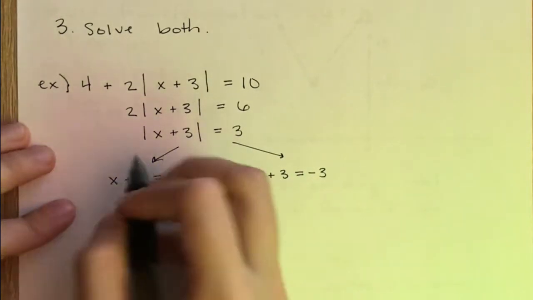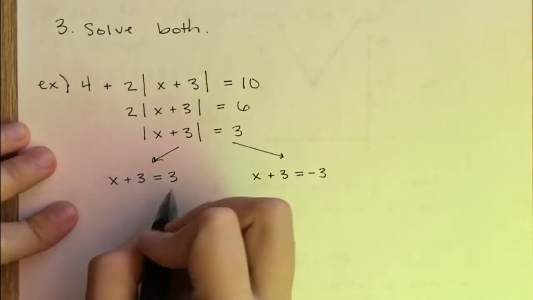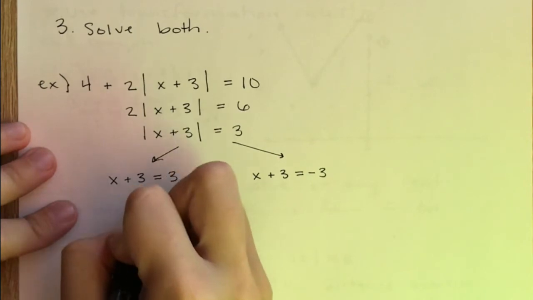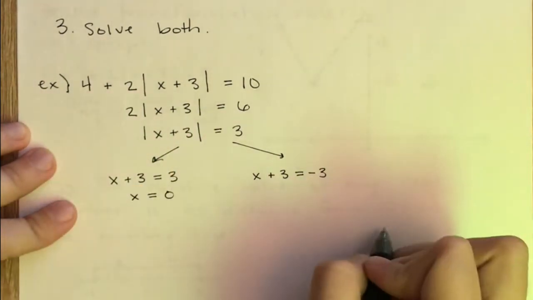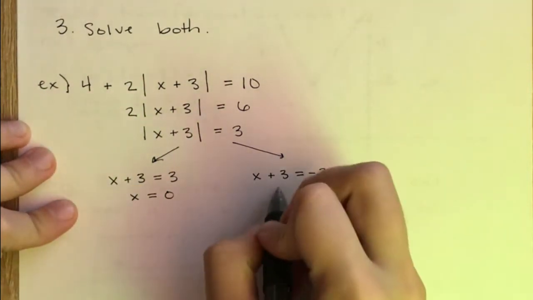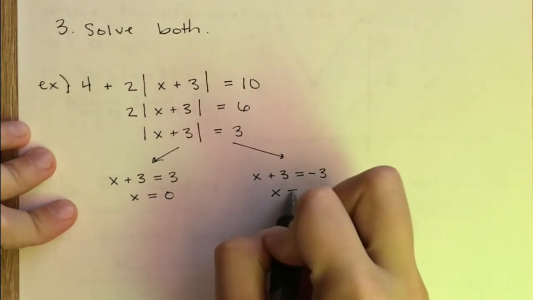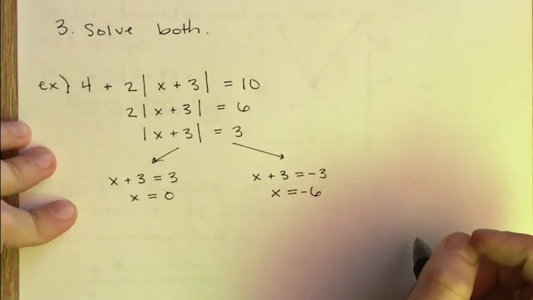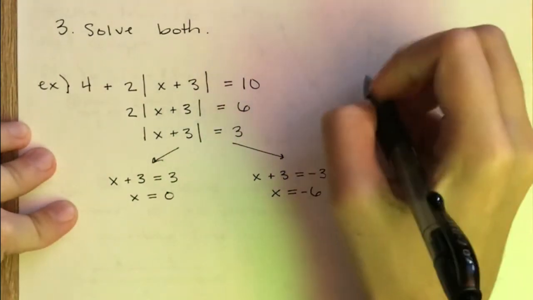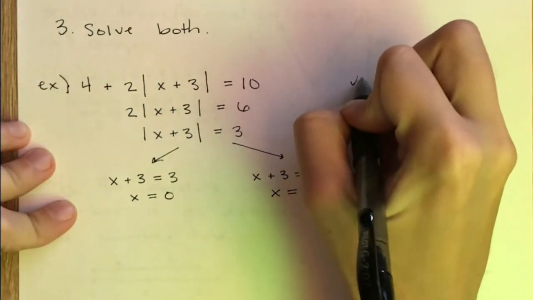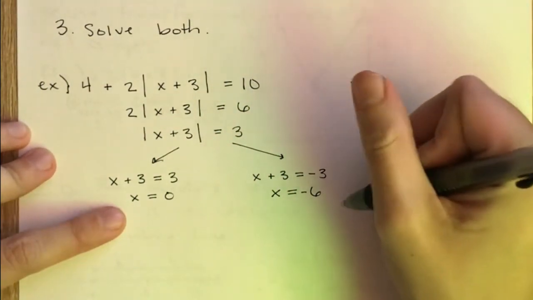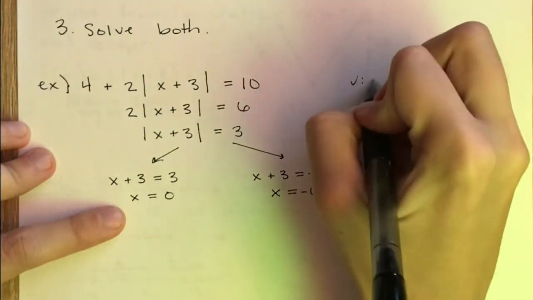So now we solve. x plus 3 equals 3 means that x, we subtract 3 from both sides, we end up with 0. x plus 3 equals -3, we subtract 3 from both sides, we get x equals -6. Let's check these really quick. We can check when we solve something by just plugging it back in and making sure it works.